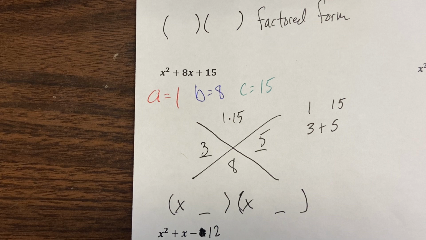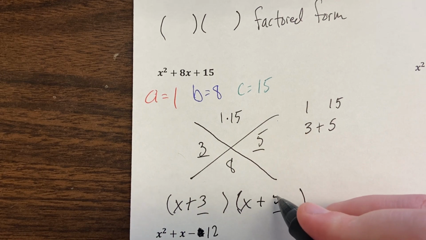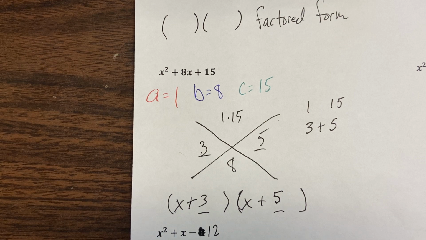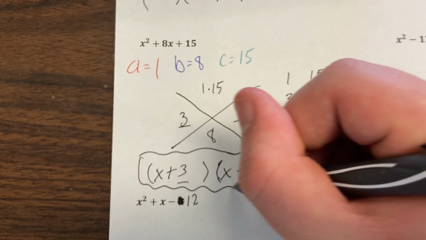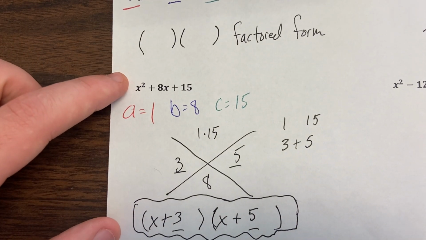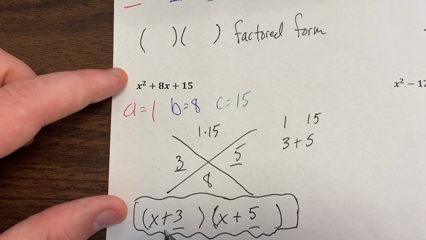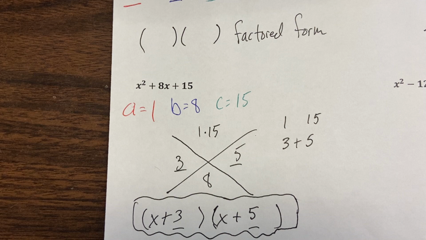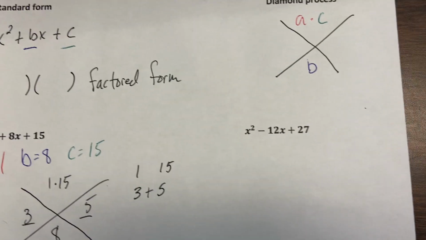Now, the sign to the left of them is going to stay when we are putting them in our parentheses. And there we have it. Here is the factored form of the quadratic trinomial x squared plus 8x plus 15. This is the factored form. This is what you're looking for, right? These are the factors that make up the standard form that we saw before. All right, let's do it again.